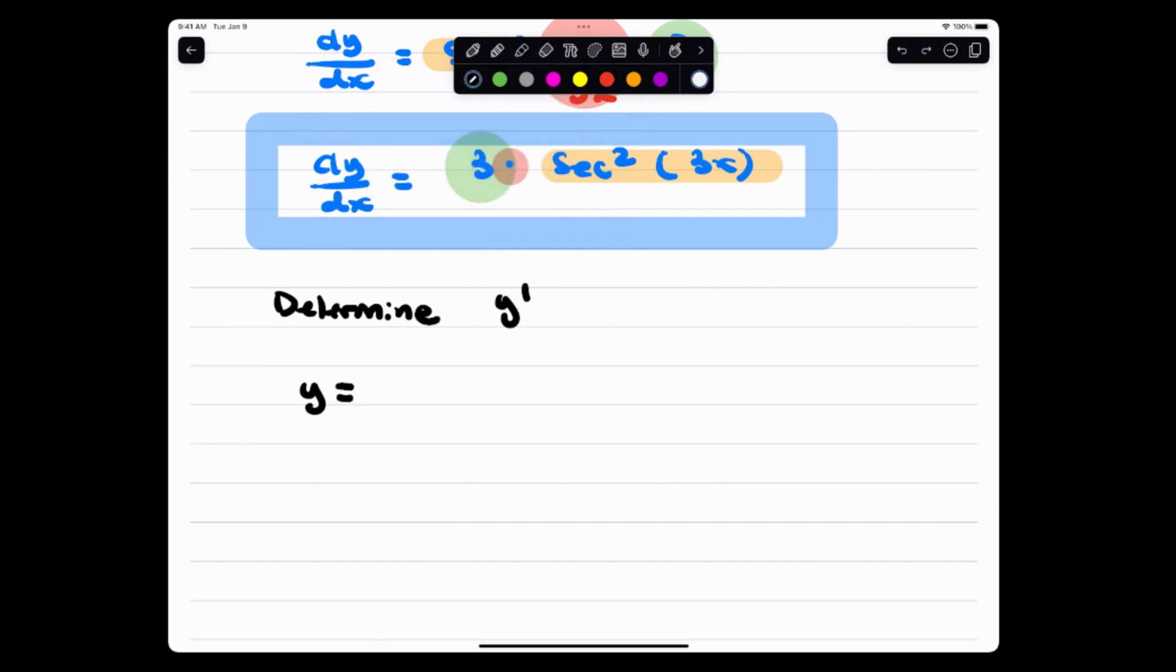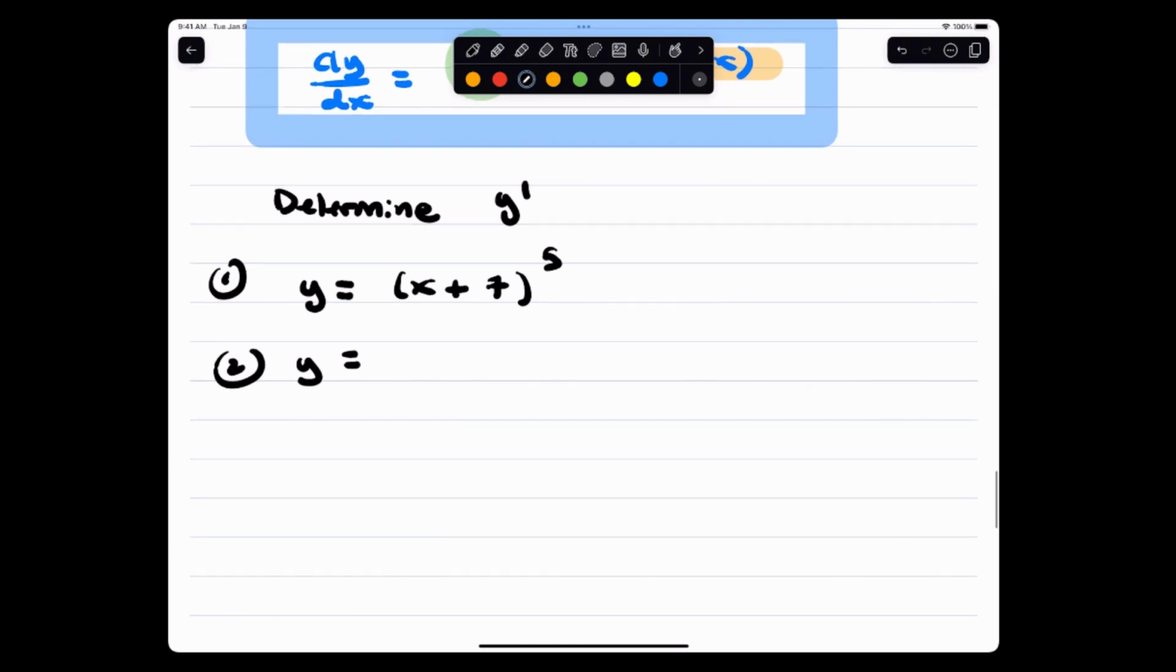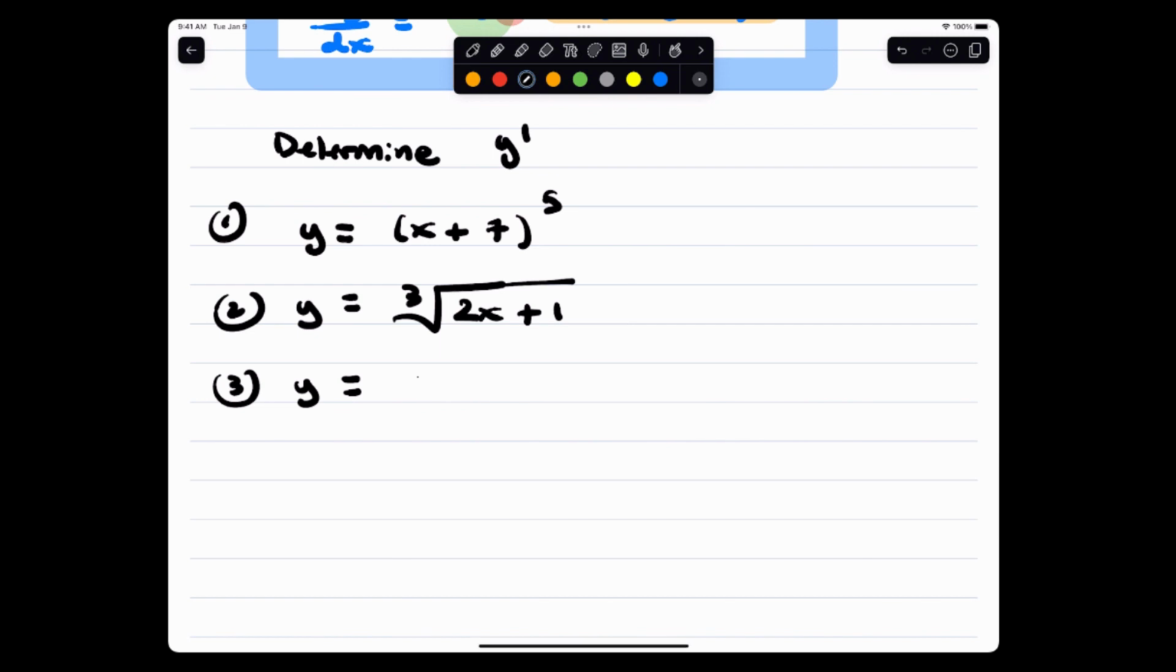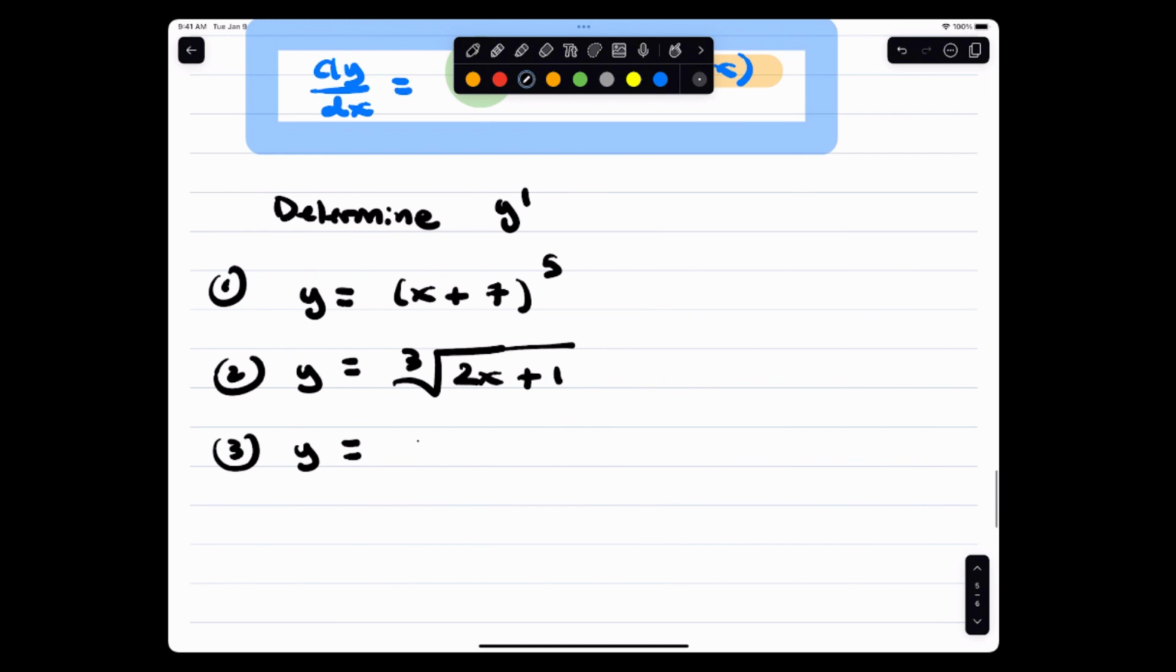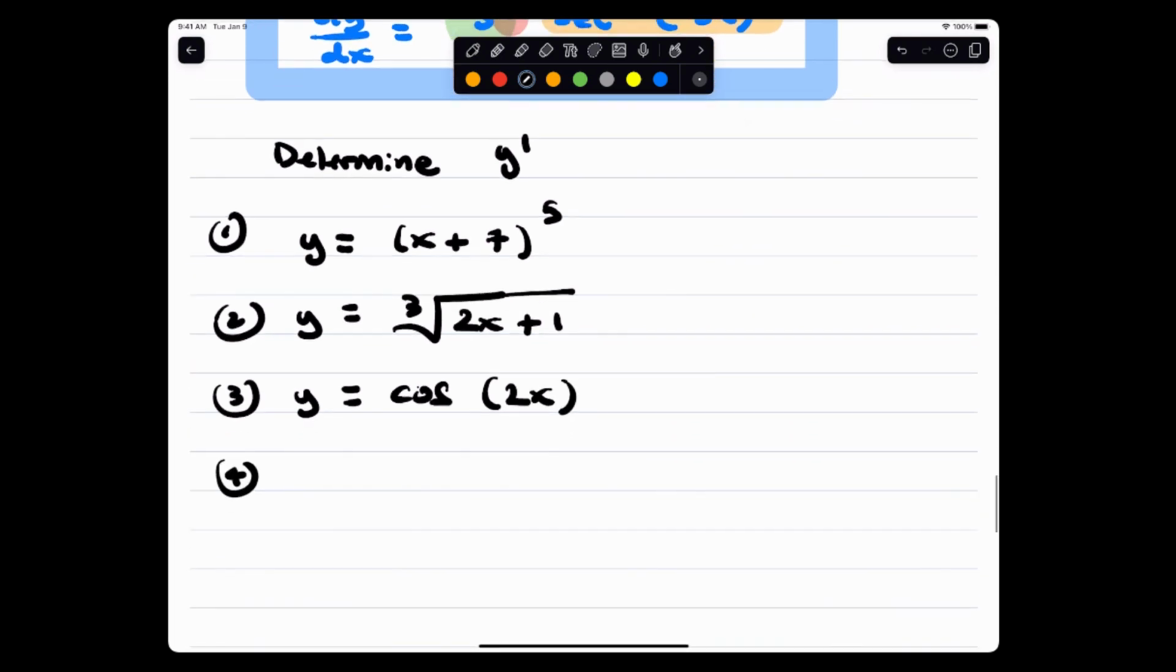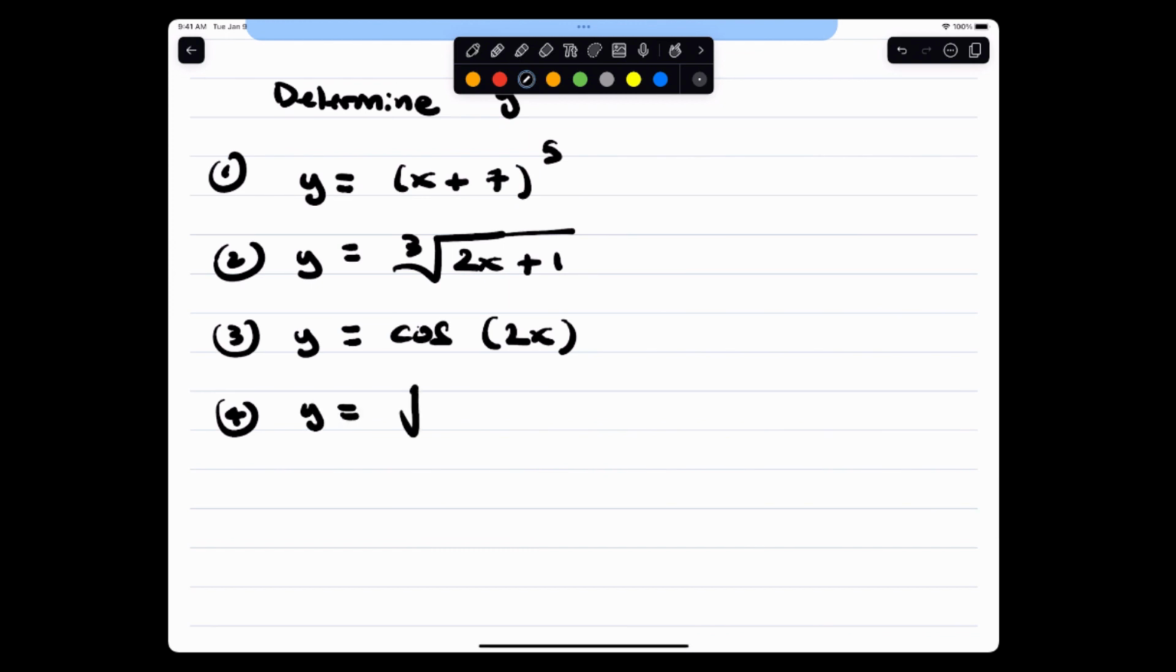So I'm going to say try number 1. y is x plus 7 to the 5th power. Try number 2. y is the cube root of 2x plus 1. Number 3, y is cosine of 2x. Number 4. y is the square root of 1 plus x squared.